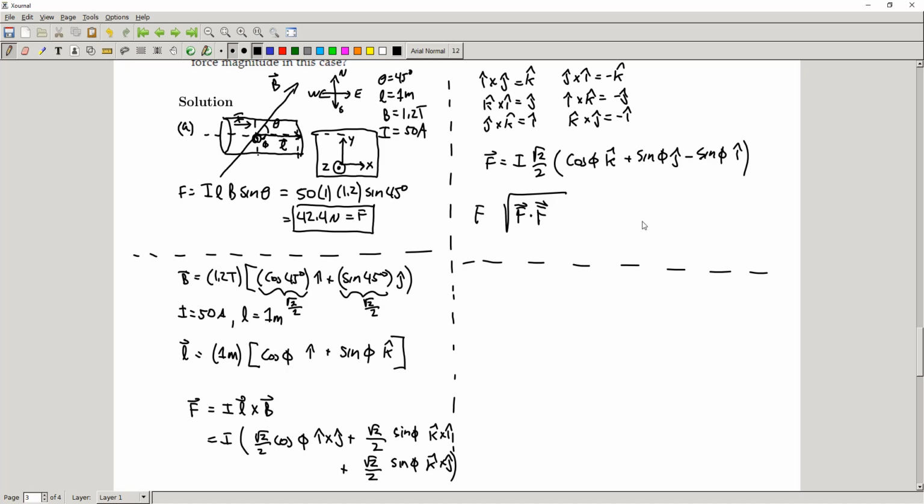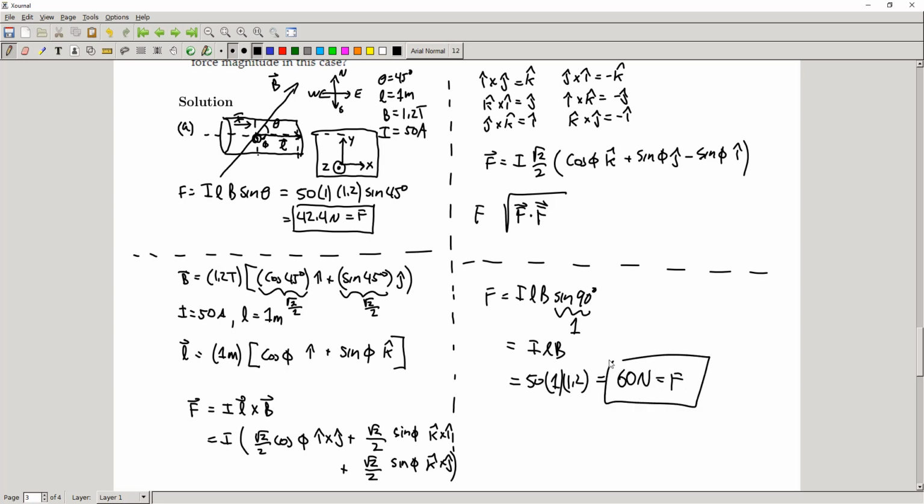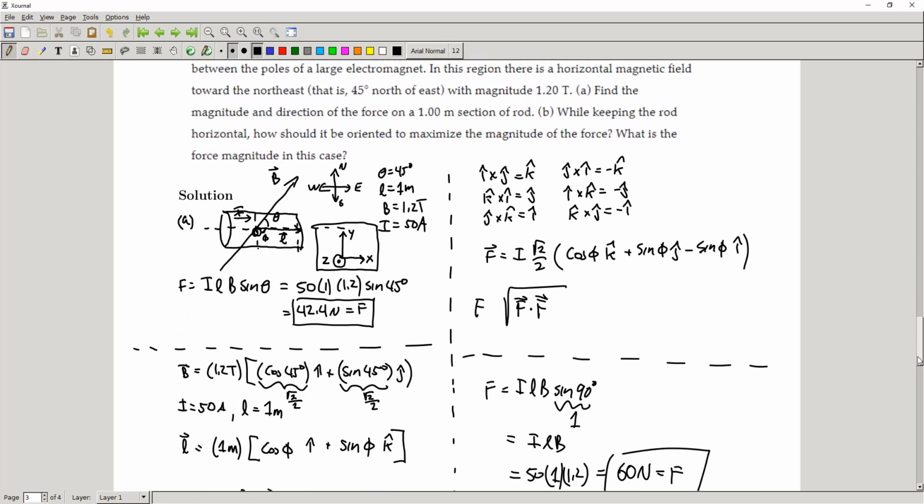But because we know that this is going to be maximized at 90 degrees, well, we can just right away write down F equals I L B sine 90 degrees, right? This is just 1. And so F is just going to be ILB. And we know what all these are. We know what I is, this is 50. We know what L is, that's just 1. We know what B is, that's 1.2 Tesla. You do the calculation, and this is just going to be 60 newtons, right, is equal to F. So that's the magnitude of the force that we're going to have if we orient this thing correctly.